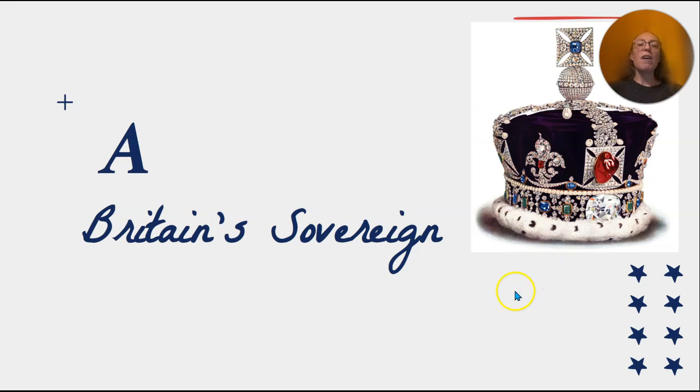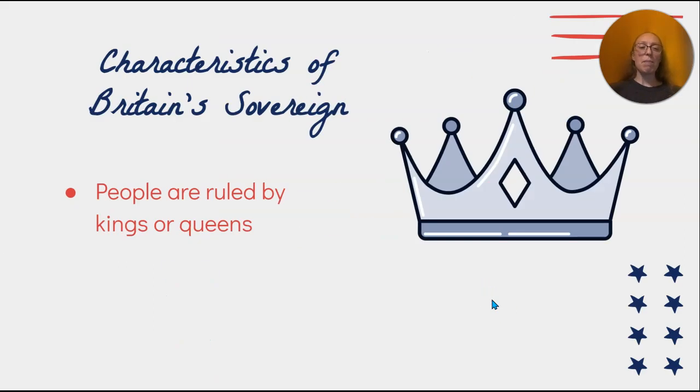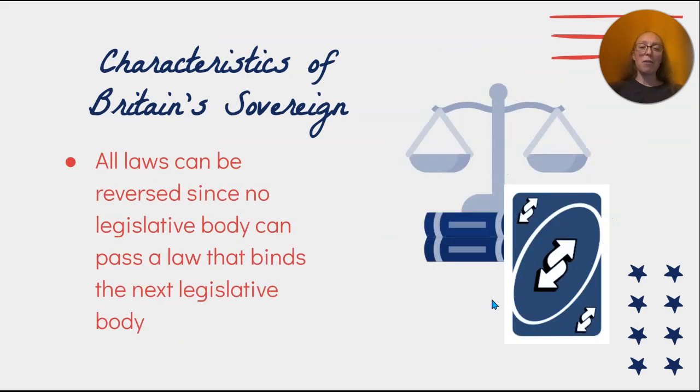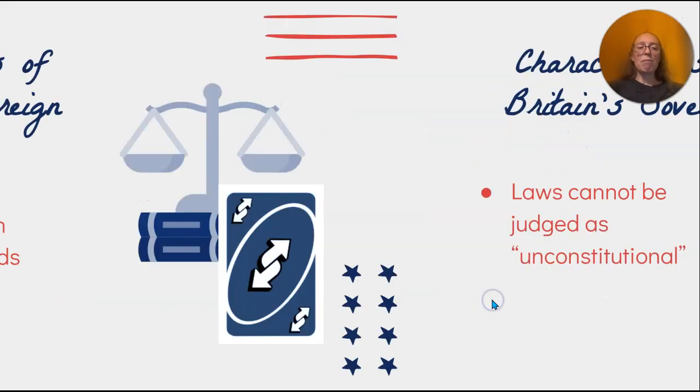So, first of all, we're going to compare and contrast popular sovereignty, like we have in the US, with British sovereignty, what the colonies had experienced before. Under Britain's sovereign, the people are ruled by kings or queens, specifically King George. Under British sovereignty, all laws can be reversed since no legislative body can pass a law that binds the next legislative body. So, if the parliament passed one law, when the next parliament comes, they can change that law whatever they feel like. Anything can be reversed.